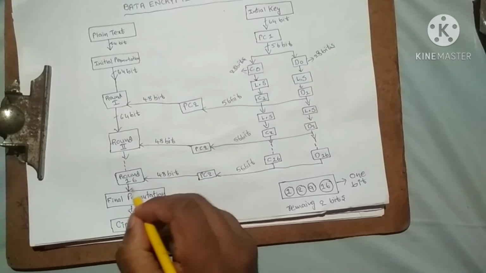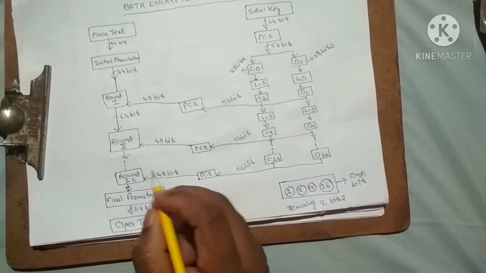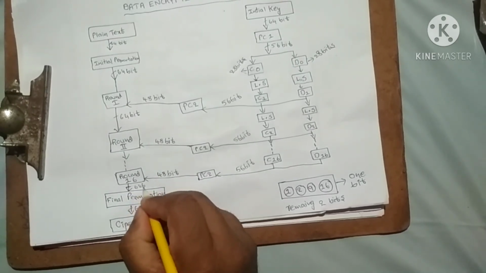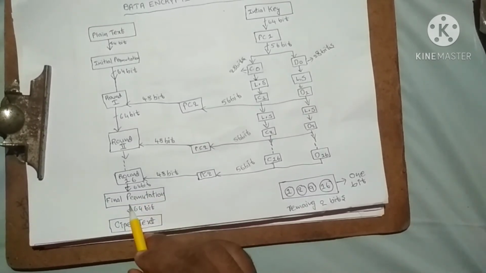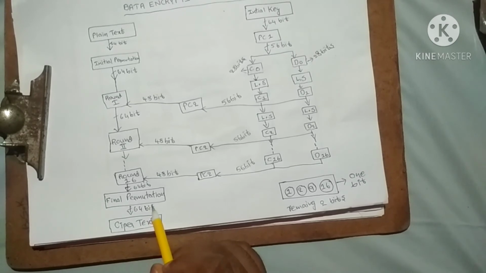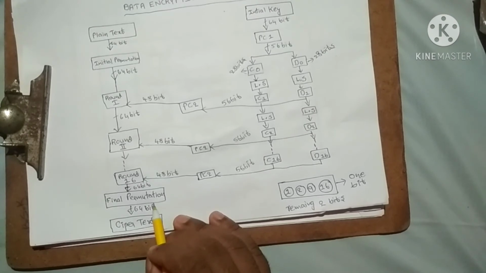64 bit text. This 64 bit text is given to the final permutation. The final permutation produces the 64 bit cipher text. Okay, this is the final permutation.